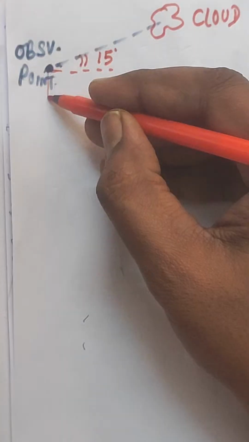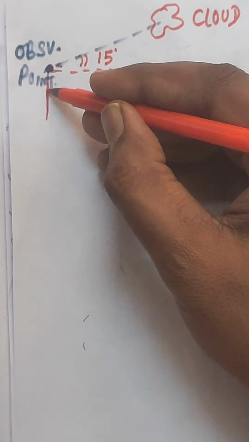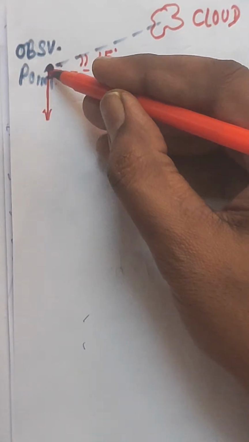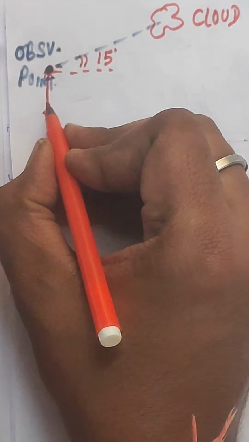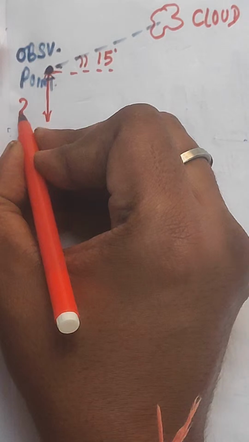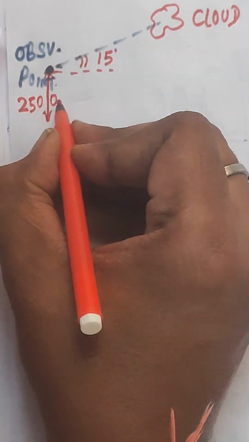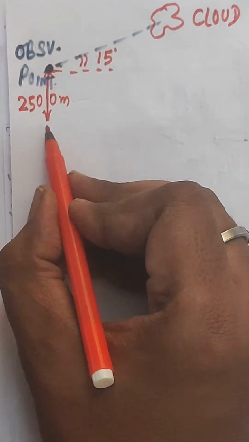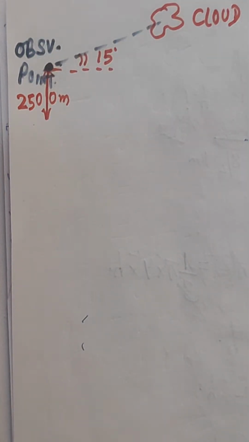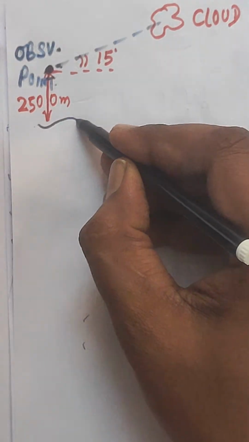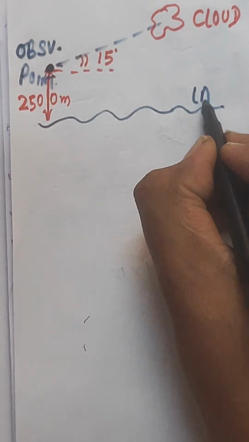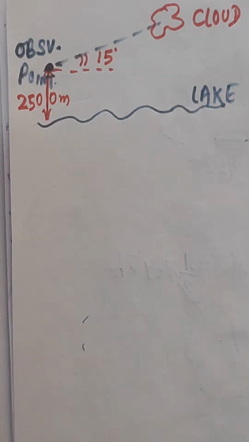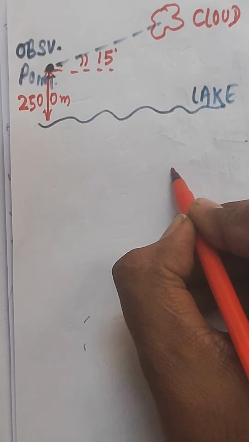This is made from a height of 2500 meter from a lake. So the point of observation from where the angle of elevation is made is 2500 meter above the lake level. This is the lake, and inside the lake the reflection of the cloud is visible to you.